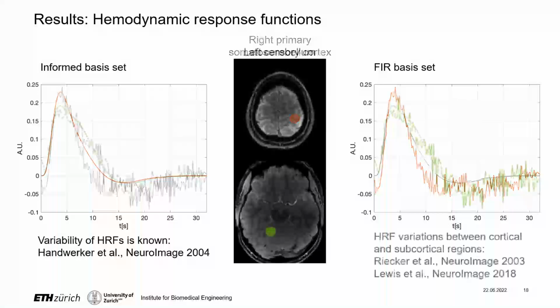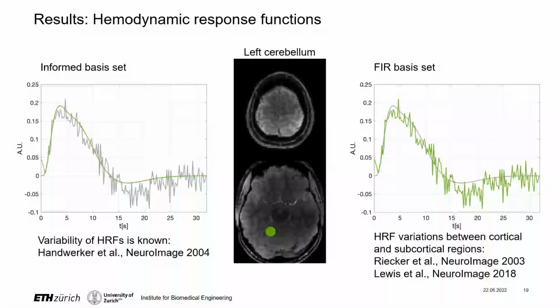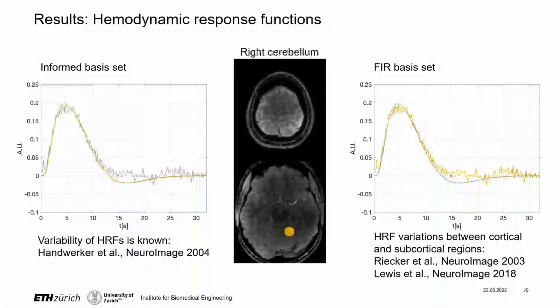And we then also looked at what we found in the cerebellum. What you can see here is that the response function changes quite a bit. It gets much wider. However, this is something the informed basis set could capture really nicely. This informed basis set has basically been designed to measure a bit of widening of the primary response, and this is also reproducible in the right hemisphere here.